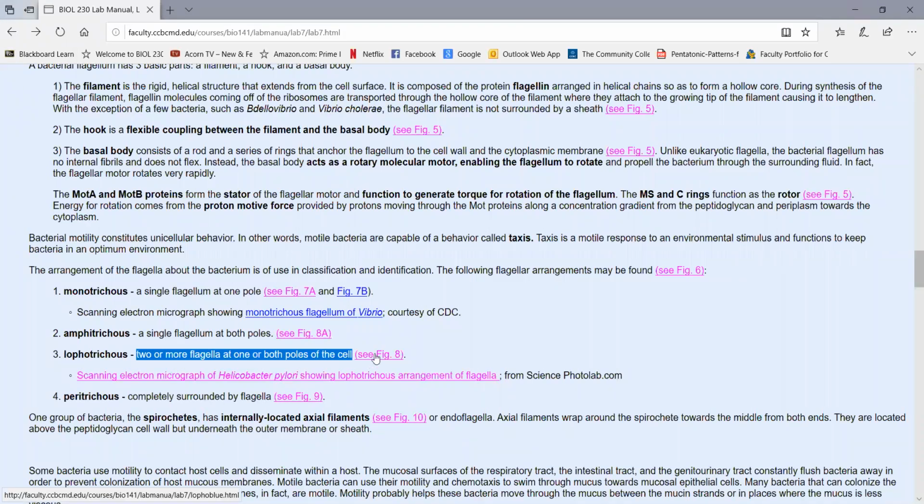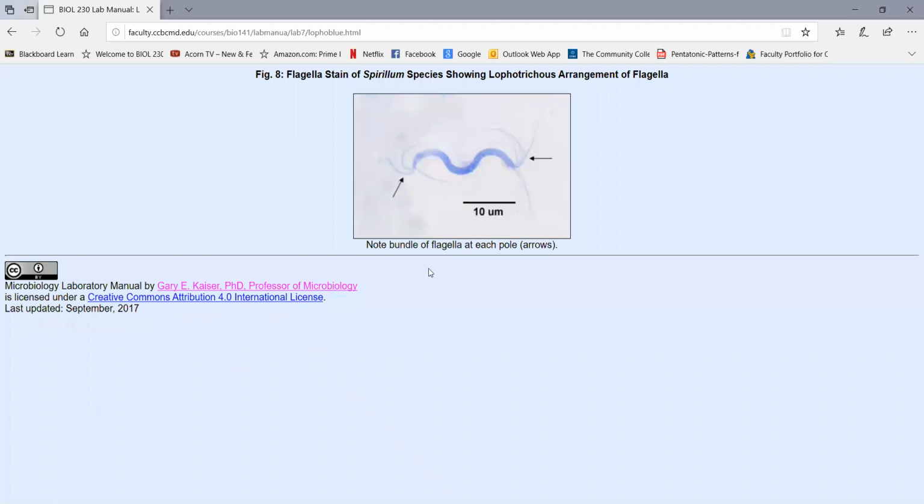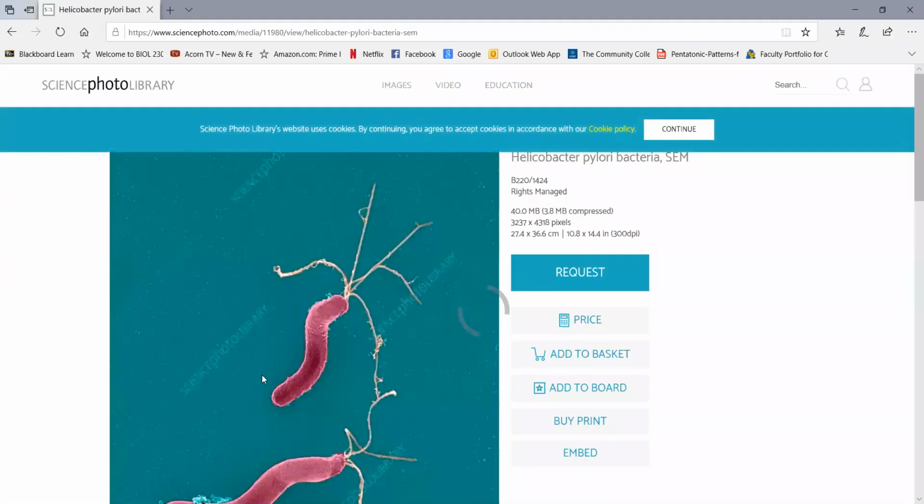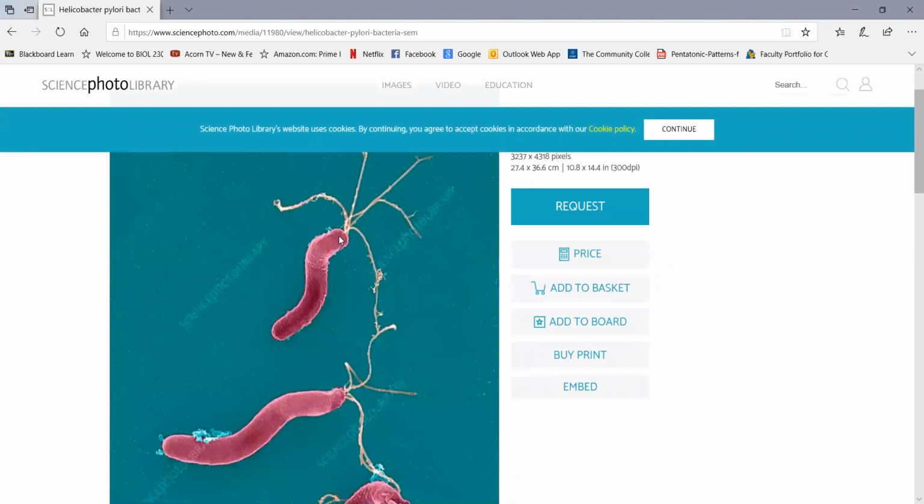And we see that in figure 8. So this is a different spirillum that has a lophotrichous arrangement. We see a bundle of flagella, in this case at both ends. And another bacterium that has a lophotrichous arrangement is the bacterium responsible for ulcers, called Helicobacter pylori. And we'll load that illustration in. So this is an electron micrograph where we're going to see the lophotrichous arrangement of Helicobacter pylori. This is a kind of a spiral-shaped bacterium with a bundle of flagella at one end.